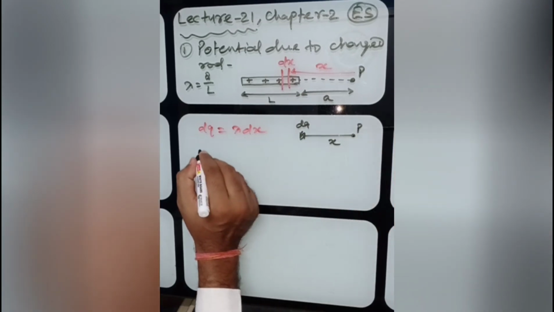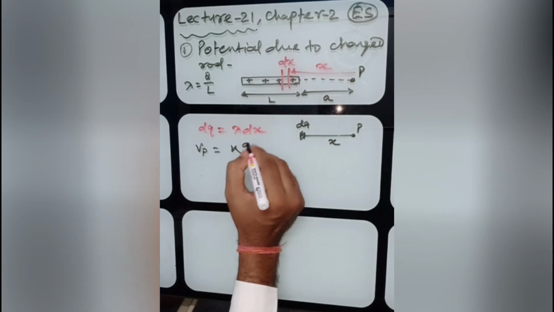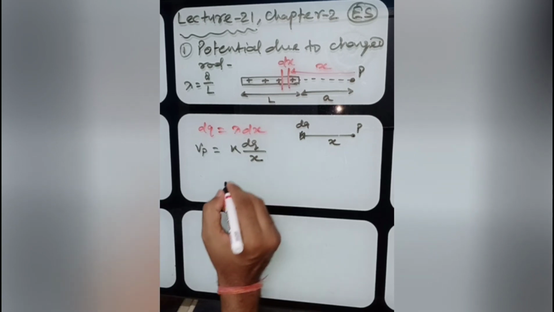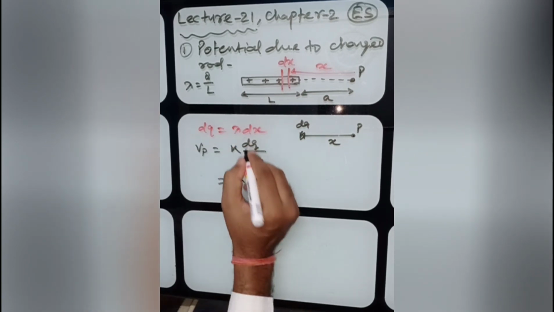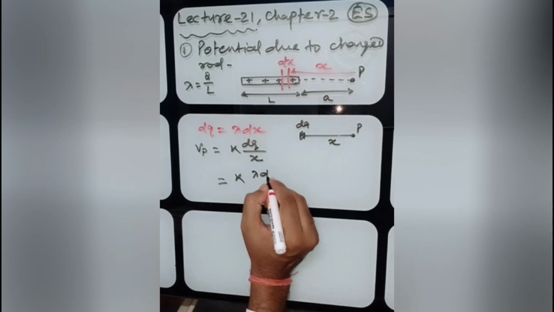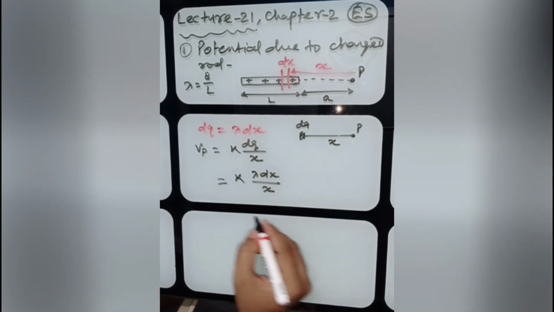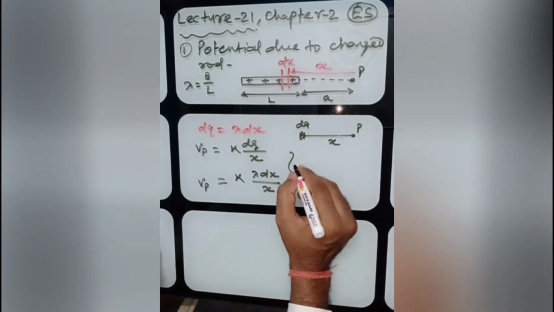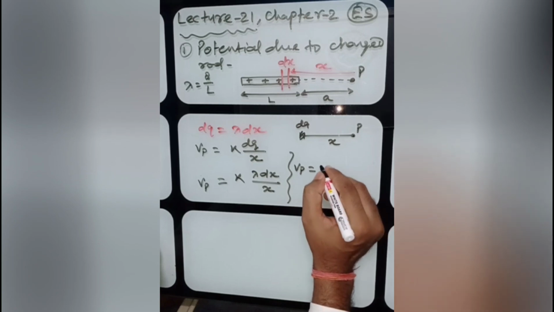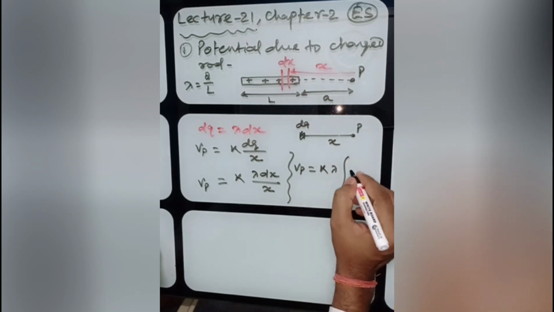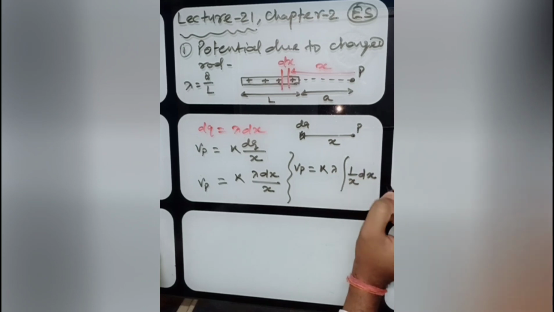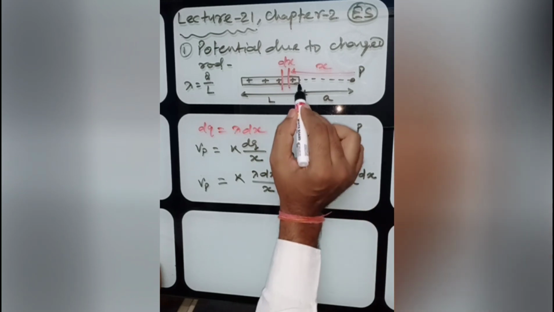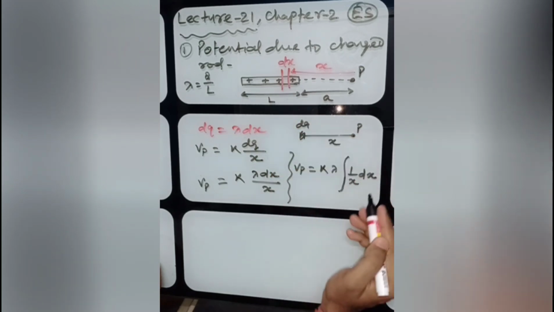We can write potential V at P as kq, where the charge is dq divided by x. Now this is k, and dq is nothing but lambda dx, over x, and it is Vp. A very simple question we are dealing with today. So Vp is k lambda, a constant, and you have to integrate 1 over x. Now the integration limit: you have to put the limit from A.